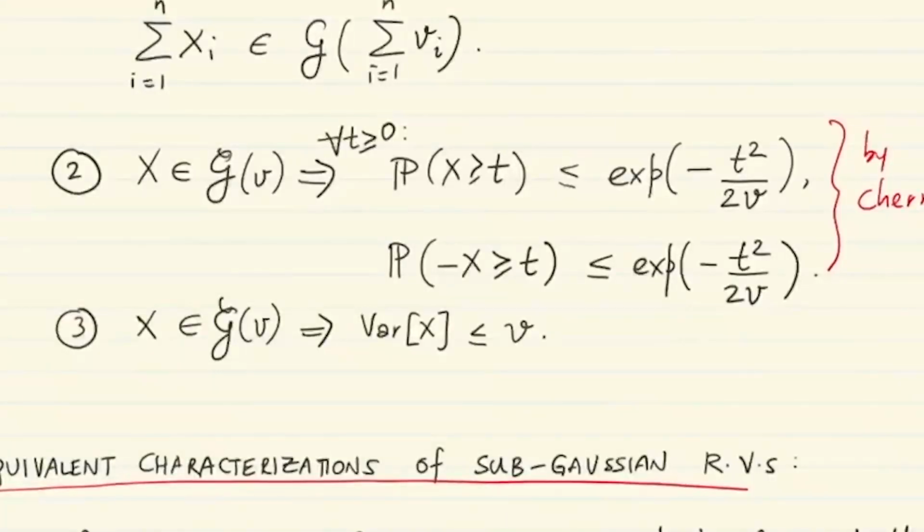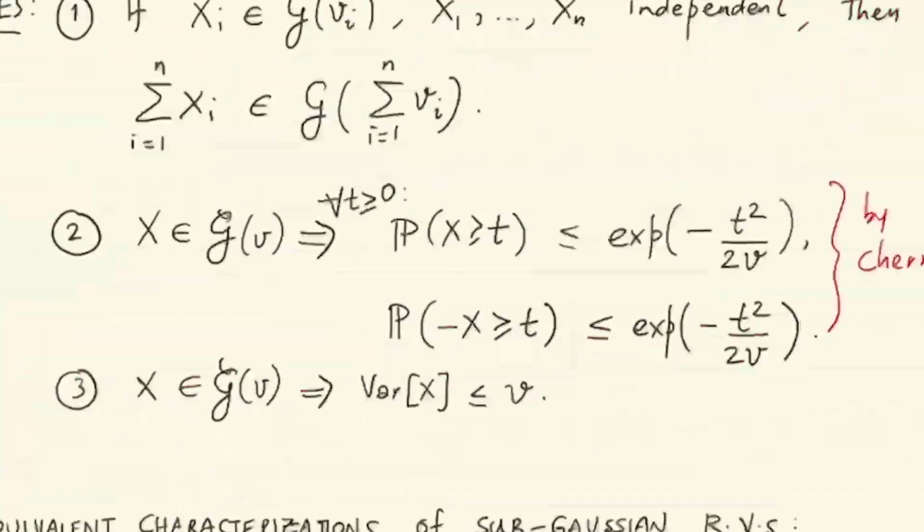The third remark here is that it's easy to show that if x is sub-Gaussian with parameter v, then its variance is actually bounded by v. This is the reason we call this parameter v also the variance parameter.